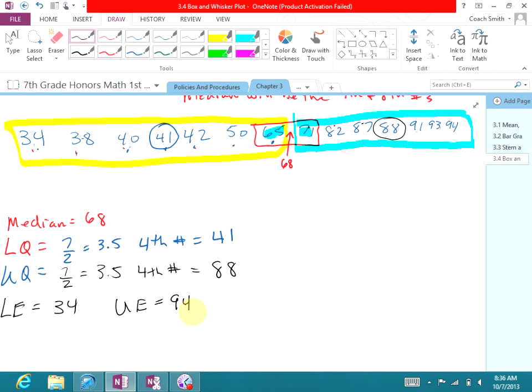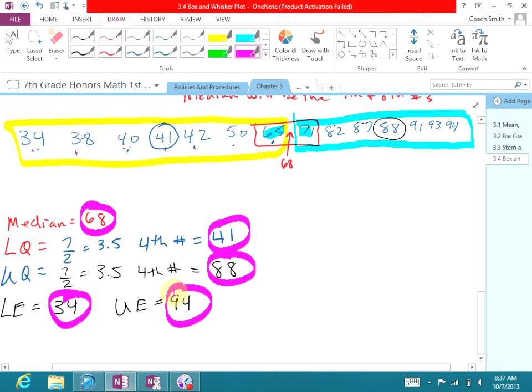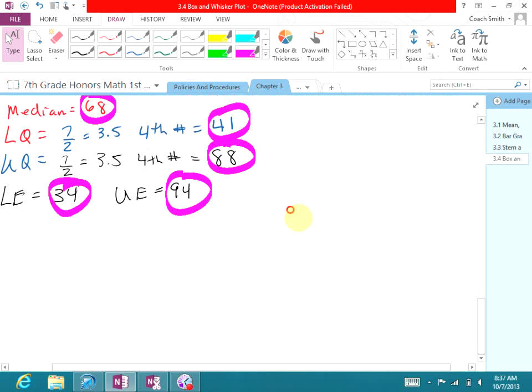Okay, that's a pretty big range there. That's basically 60 points. Okay, so now, I'm not done, but these are your answers. Median, lower quartile, upper quartile, lower extreme, upper extreme. That's the information you're going to put in your box and whisker plot. Okay, so let's look at how we plot it.